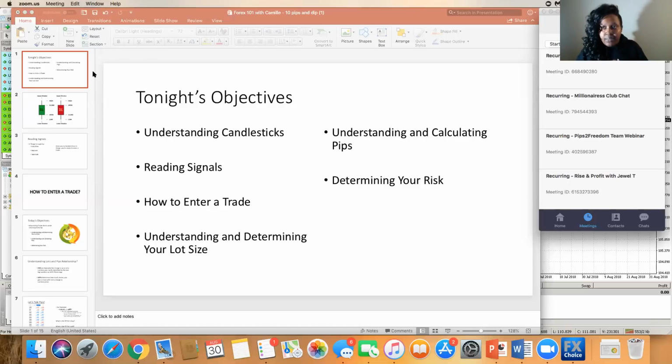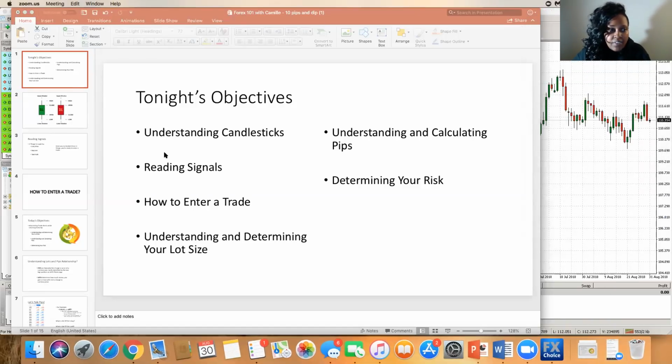Basically, tonight's objectives, and I'll just leave it as is for now. I want to make sure that everybody on the call understands candlesticks. I get that question a lot. When I was in Ohio this weekend, some people had questions on that, and someone posted wanting clarity on that. Understanding signals and reading signals is going to be very important, especially for the new person who is in the position of earning while you learn.